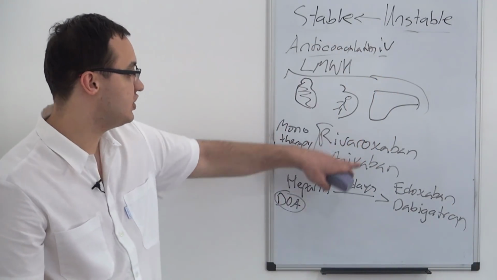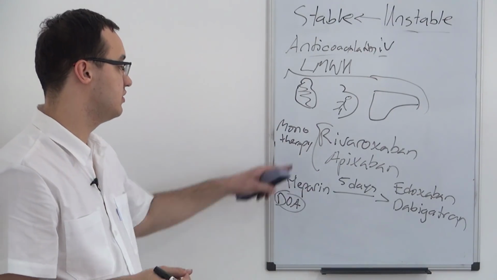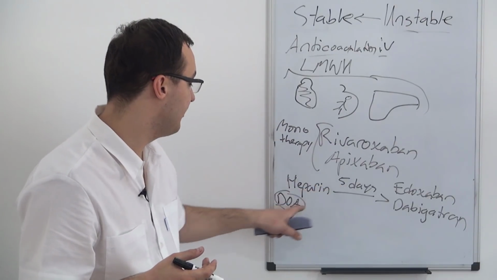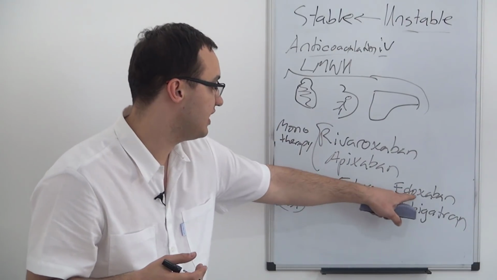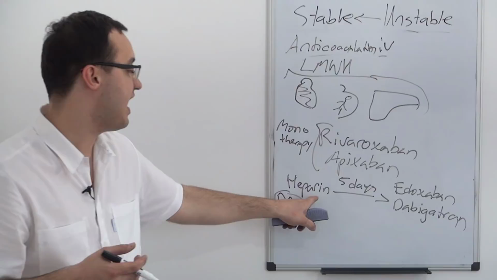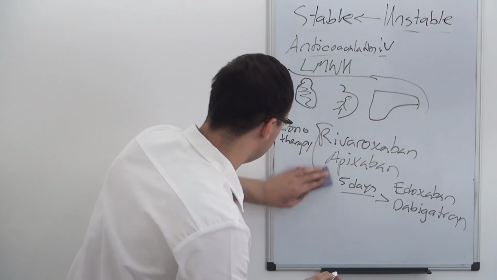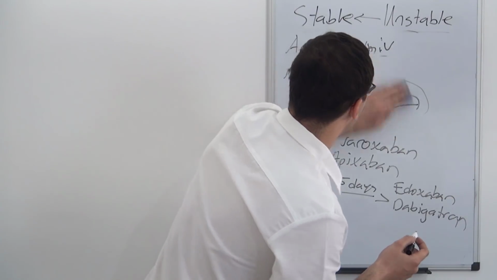So you see, with these two you can give directly, and that, in that sense, is more convenient. With the other direct oral anticoagulants like edoxaban and dabigatran, you need to give heparin for 5 days. So unfractionated heparin, for example. Good.